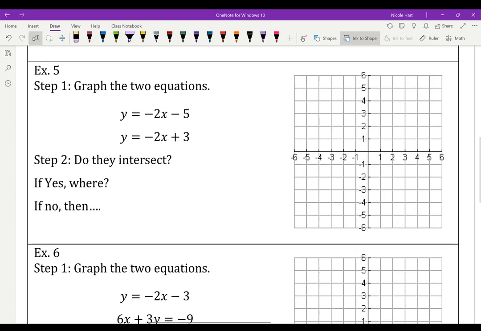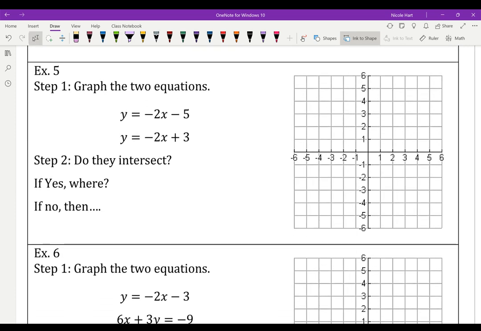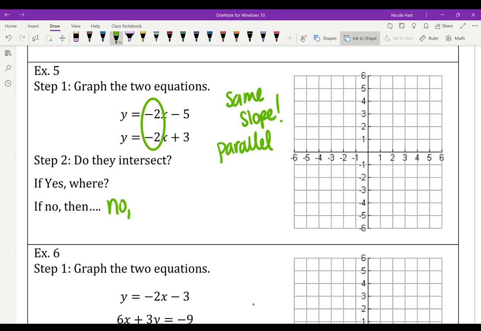Example 5 here, we have y equals negative 2x minus 5 and y equals negative 2x plus 3. If you notice, these have the same slope. If they have the same slope, they are parallel, and they're never going to intersect. So there's no solutions. Now, we can go ahead and graph this if we want, just to make sure that we understand.